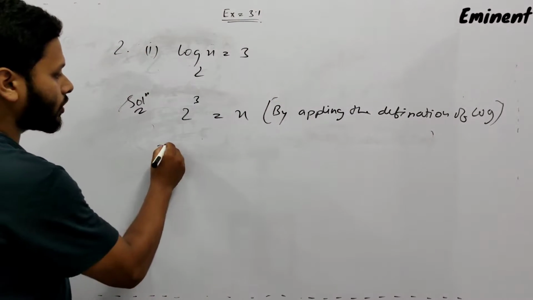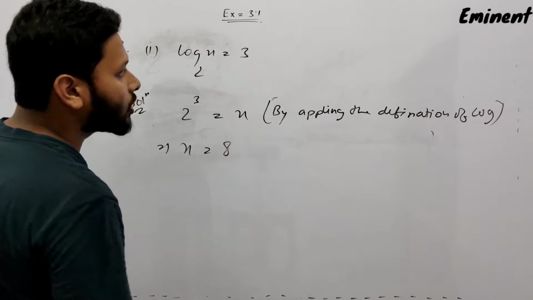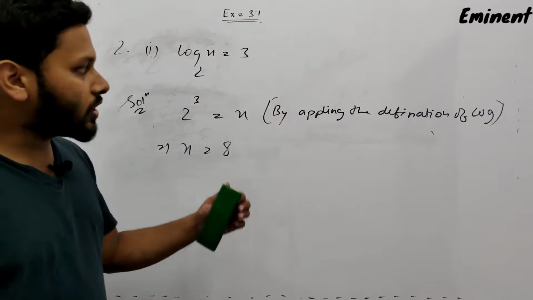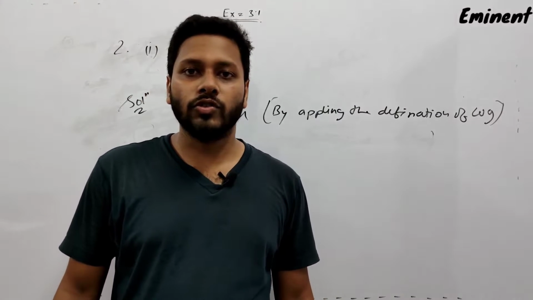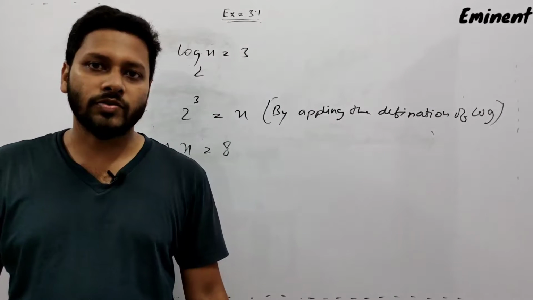Now what is the value of 2 to the power 3? The value of 2 to the power 3 is equal to 8. So this is our answer to this question. All of these questions of question number 2 can be solved by this process. Let me do one more question of this type. This is our next question of question number 2.